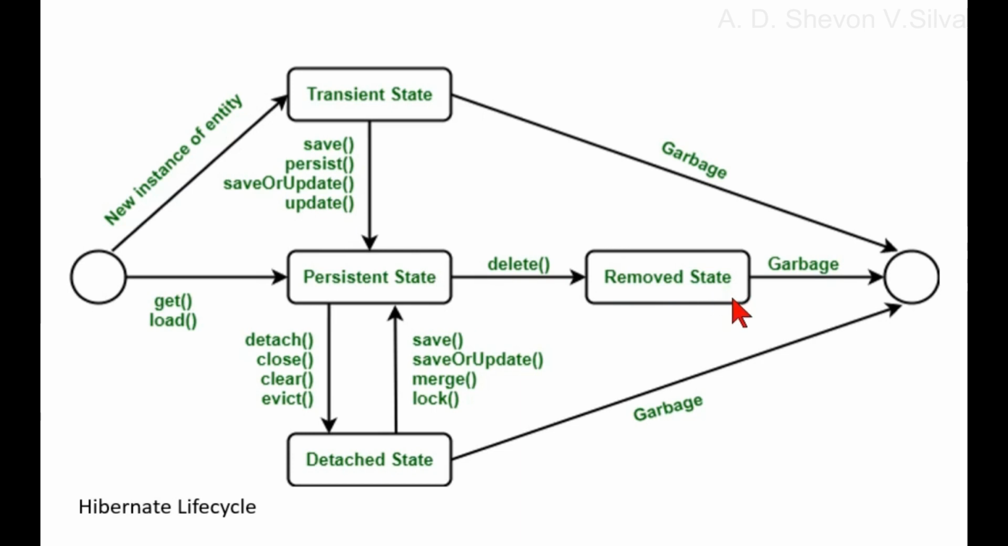The removed state is there. Garbage is from the removed state, and the persistent state interacts with the detached state. Detach, close, clear, and evict methods are passed from the persistent state to the detached state. SaveOrUpdate, merge, and lock methods are from the detached state to the persistent state. Garbage is from the detached state.